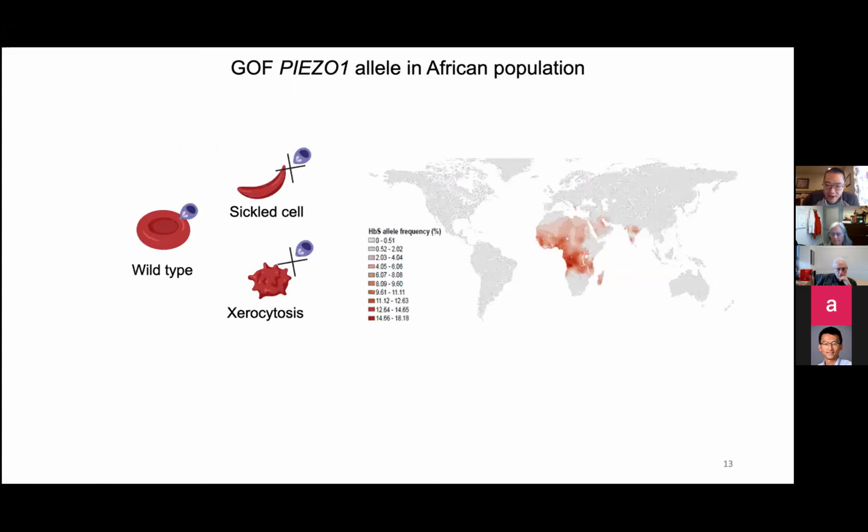So from this malaria perspective, our work is quite similar to the story of sickle cell, because it is well known that sickle cell disorders are highly resistant to infection of malaria. That's why we have a high prevalence of the sickle cell disease allele in the African population, where malaria is a major problem. So since the PIEZO1 gain of function allele also confers malaria resistance, we wondered whether the gain of function PIEZO1 alleles are actually present at a high level in the African population.